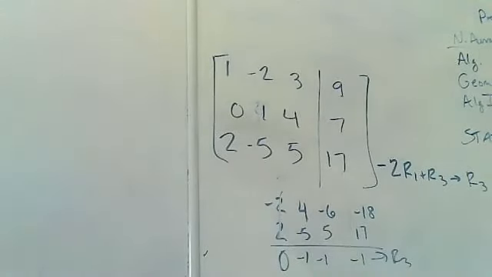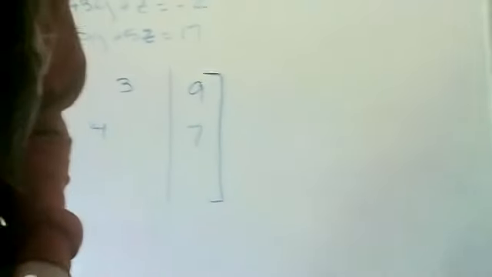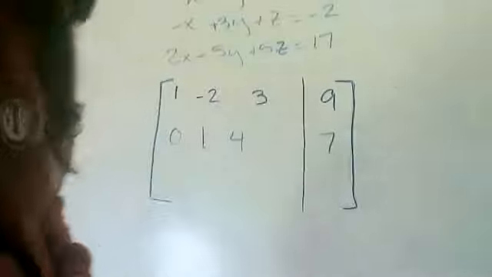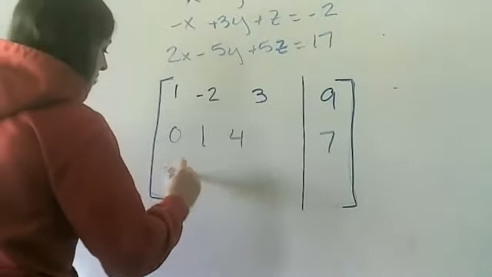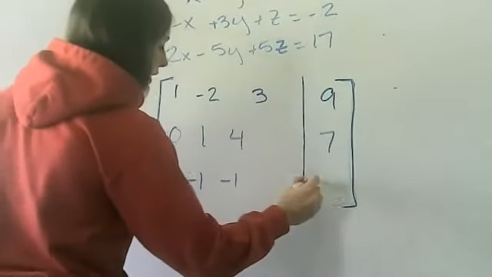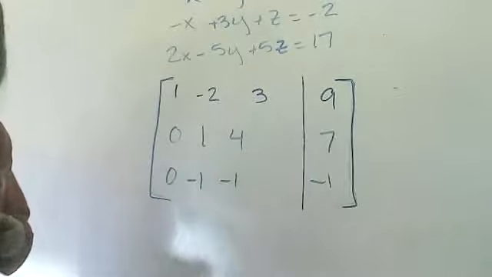Keeping in mind my row 1 is still the exact same that it was. Okay, so it's still 1, -2, 3, 9. My row 2 now is still 0, 1, 4, 7. Bringing back now to my new matrix, I have 0, -1, -1, -1 for my third row.